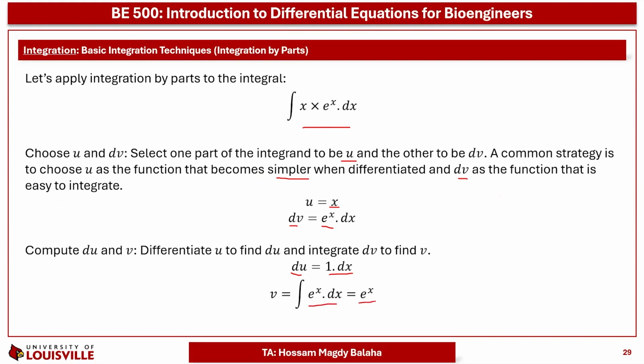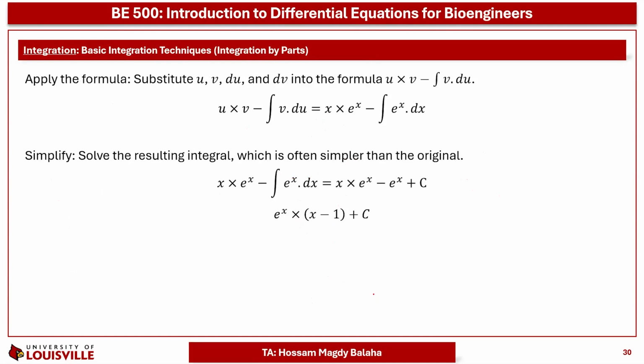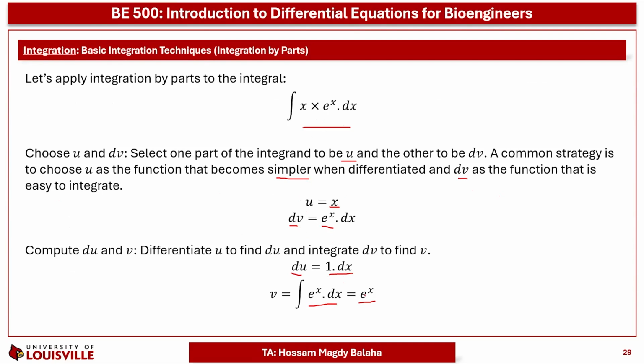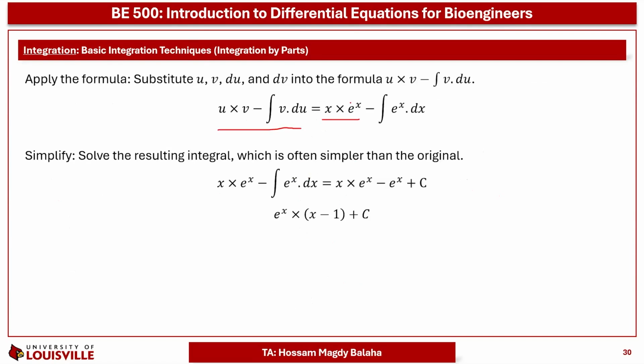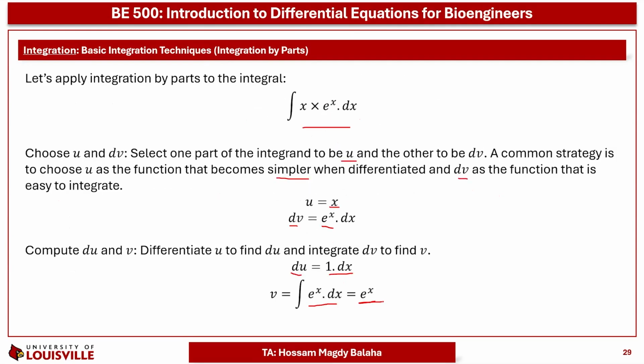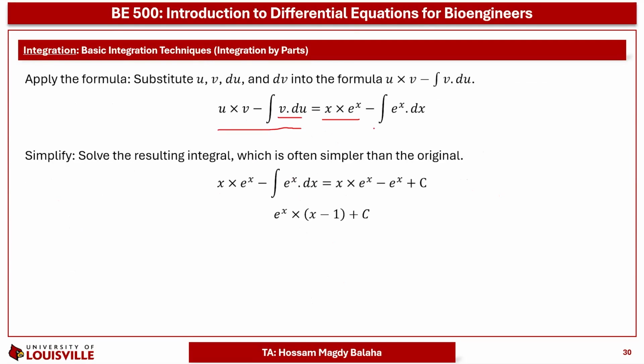Now we have u, v, du, and dv. Substitute in the equation, which is here, u multiplied by v. We have u as x and v as e to the power of x. So it will be x multiplied by e to the power of x minus the integration of v du. v here is e to the power of x, and du is 1 dx, which is the integration of e to the power of x dx. The integration here is simple. It will be e to the power of x, plus c, which is a constant. By taking the exponential as a common factor, it will be e to the power of x multiplied by x minus 1, plus c, which is the constant.